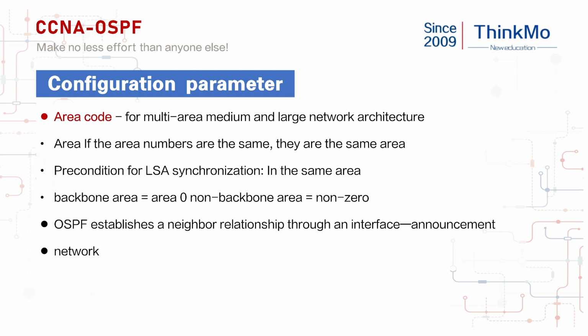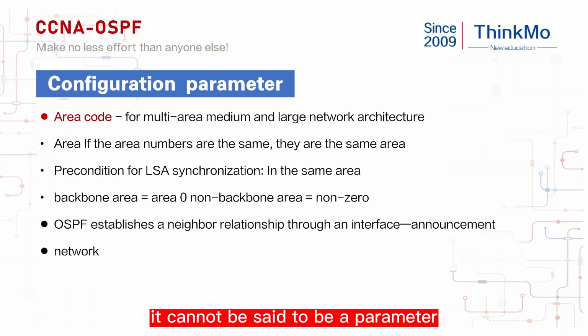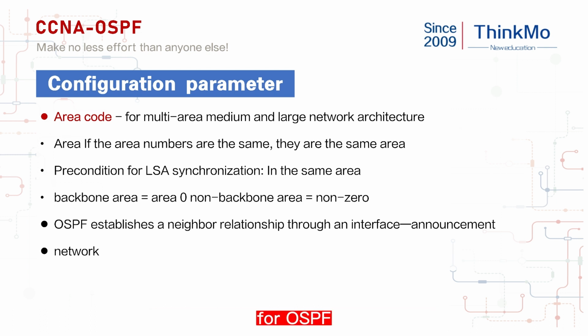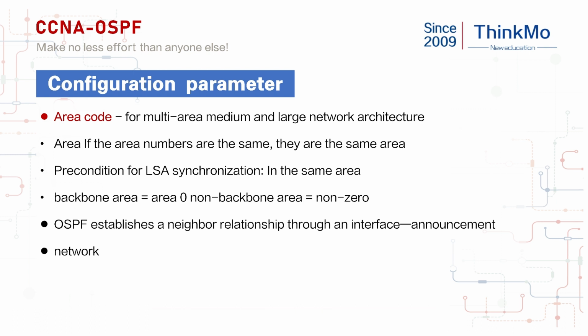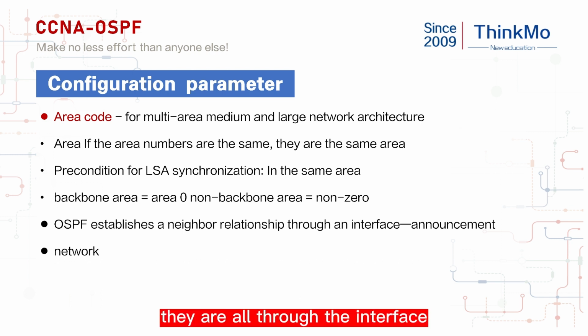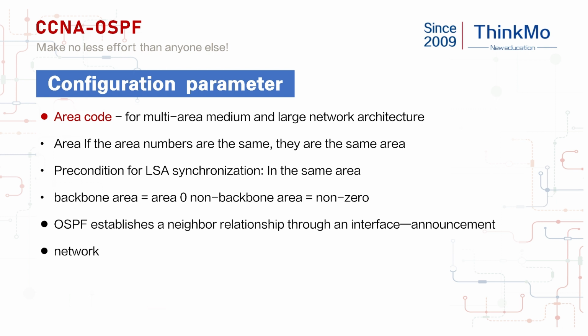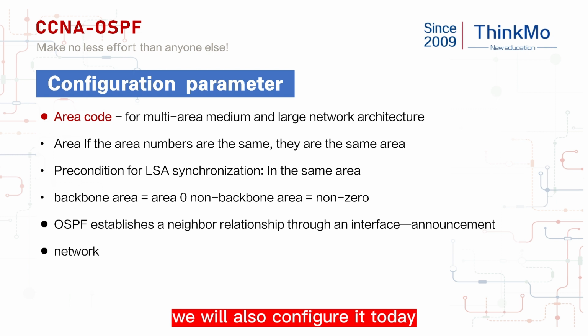Down to the last one, it cannot be said to be a parameter. It can only be said to be an action. For OSPF to build a neighbor relationship, it is necessary to use the interface. In fact, EIGRP is the same. They are all through the interface. So how to put the interface in OSPF? This is also called network. We will also configure it today.